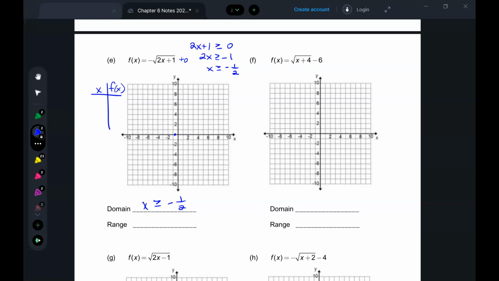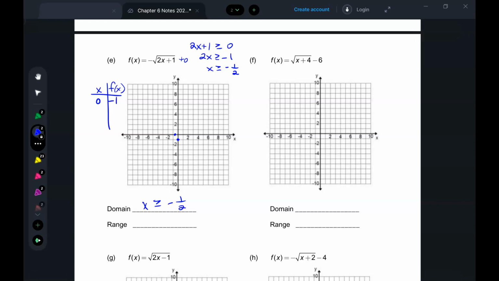We can only plug in values greater than or equal to -1/2. What would be an easy value to plug in? 0. Oh, 0 is always easy. Okay, plug in 0. What happens? That just becomes square root of 1, which is 1, but there's a negative out in front, so it's -1. Okay, 0, -1.